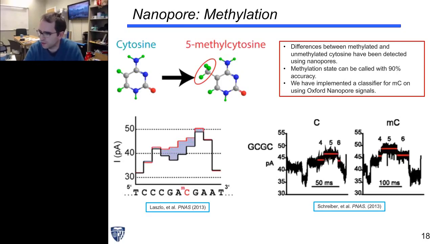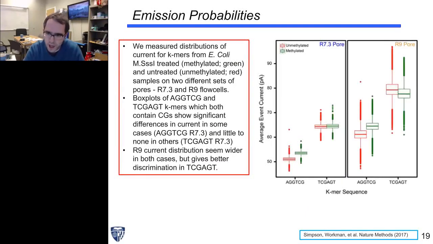The current profile looks substantially different. So what we did in our recent paper that was published in the spring of this year in Nature Methods is, with Jared Simpson, we implemented a classifier for detecting 5-methylcytosine using Oxford Nanopore data. So the first thing we did was we measured distributions of current for different K-mers from E.